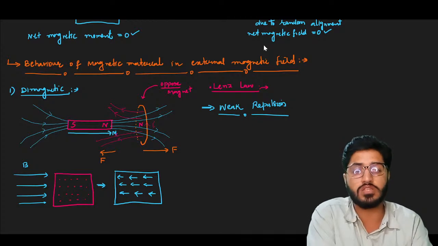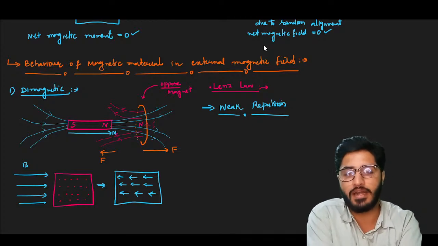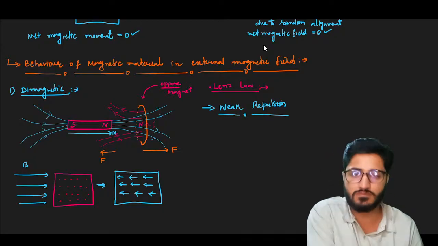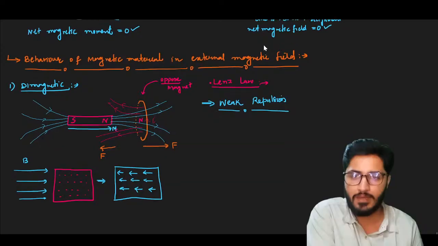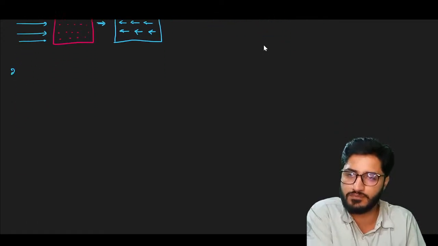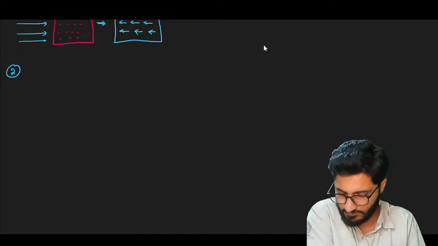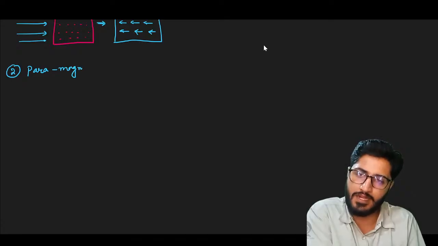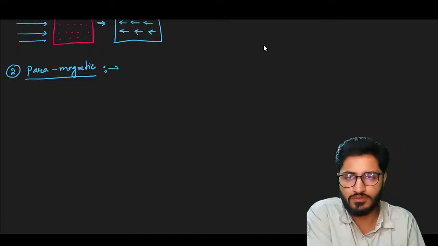So this was all about the diamagnetic substances. Now let us talk about paramagnetic. Second part. Paramagnetic materials. So these materials look like this.